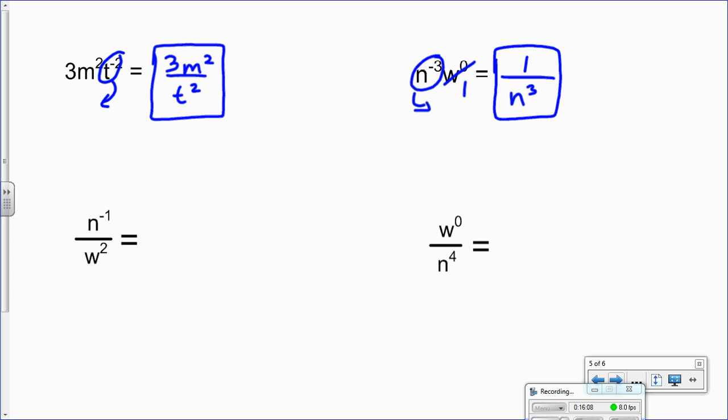Okay, the next one that I'm looking at, I have this n to the negative 1 over w squared. So I can't leave a negative exponent. N and w are not like bases, so I'm not subtracting exponents. I just need to move this to the bottom. Okay? So that becomes n to the first. Technically, you don't need the 1 there. N and n to the first are the same thing, but I'll keep it there. It's fine if you do. The w squared is not negative, so that stays right where it is. It does not move. Okay, I don't have anything left for my numerator, so I have to put a 1 there. We can't leave an empty numerator.